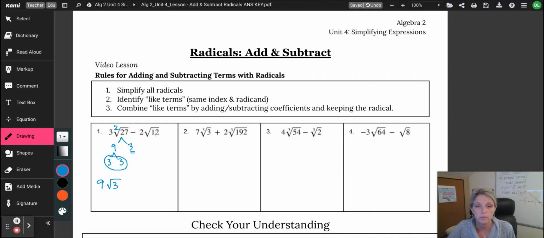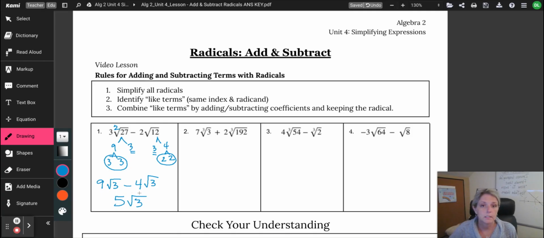We're going to do the same thing over here with 2 times the square root of 12. We know that 12 is going to break down into 3 times 4, and we know that 4 is 2 squared, or 2 times 2. So there's our pair. We'll pull the 2 out and multiply it by this negative 2, which will give us negative 4. And we have the 3 left inside, so that becomes our radicand. Notice both of these have the square root of 3 on them, so they are like terms. So we can say 9 minus 4 is 5, and then keep the square root of 3.